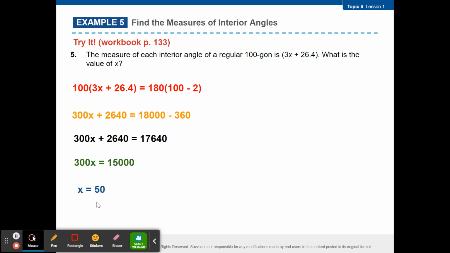Questions? Anything? Okay, homework is on Savvas. I know some of you already started it. Get going. I think it's 10 total problems. If you have questions, please let me know.